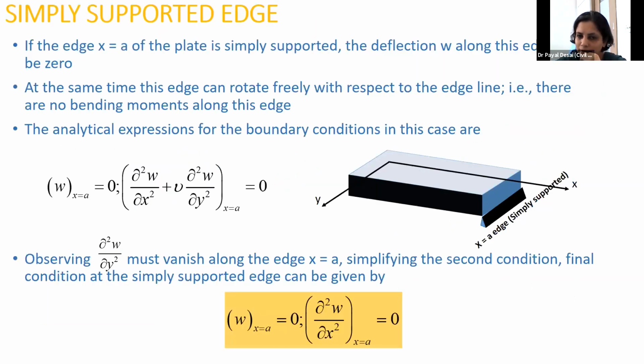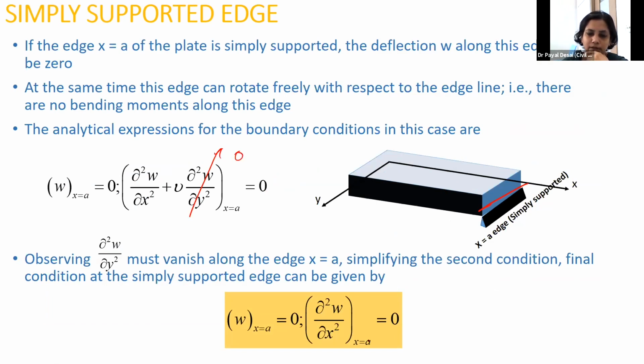So the moment is 0 and the deflection is 0. The moment equation involves del W by del X, del square W by del X square, and also del square W by del Y square. But you can make that term 0, because there is no point in talking about this edge; basically it does not require del square W by del Y square.